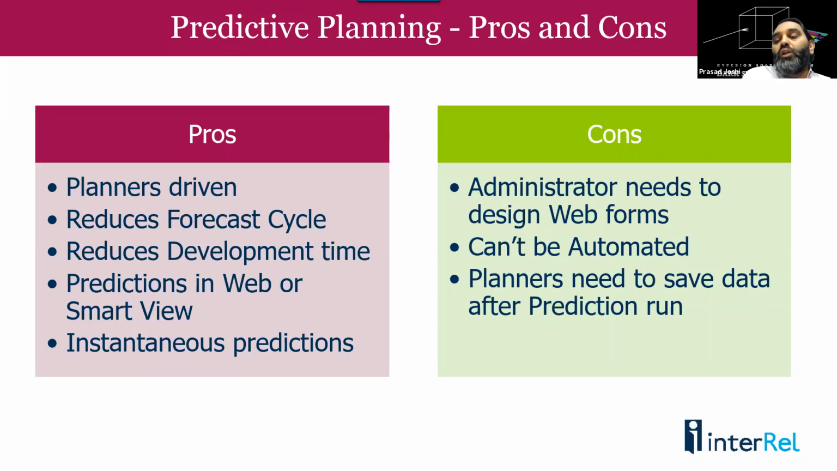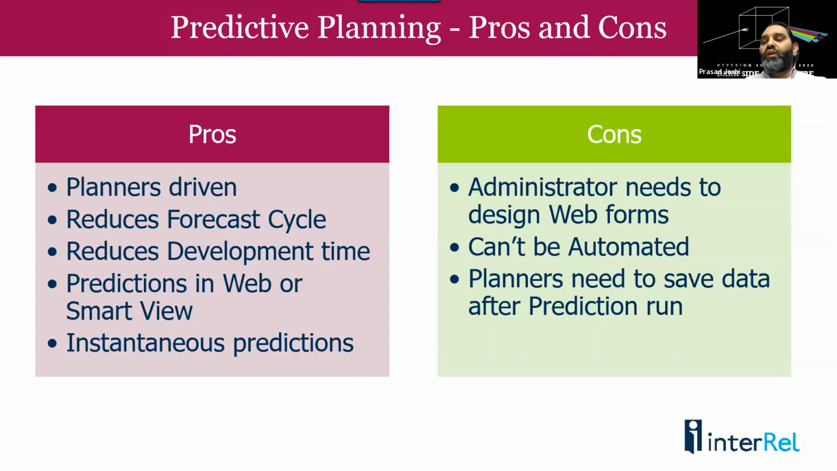That way, it reduces the time that planners need to come up with the data. Also, in some cases, as I said, if a client wants certain complicated methods, you can suggest using predictive planning, cutting down some development time as well. It's available in web as well as SmartView, and planners will need to save the data, or they have the adjustment piece in there. So they can take the data as is, adjust if need be, and then submit the data to the database.